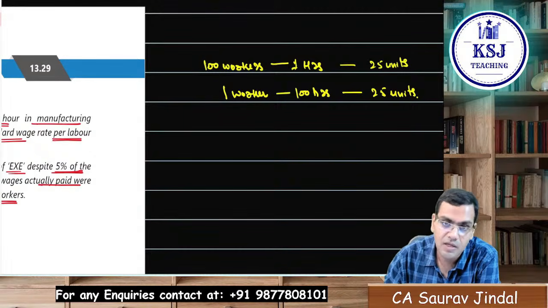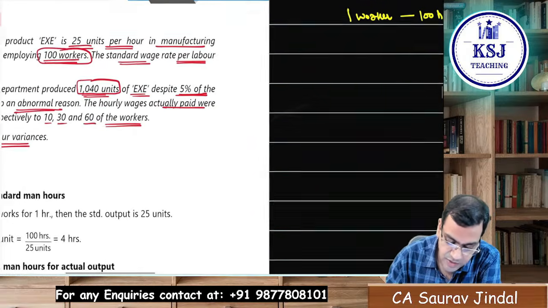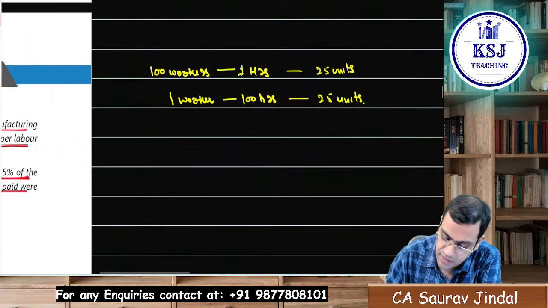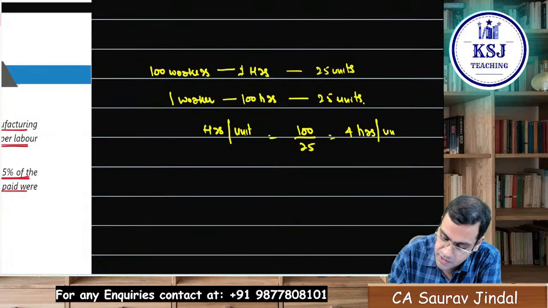One worker would have taken 100 hours to manufacture 25 units. Then what is the hours per unit? That is 100 divided by 25, that is 4 hours per unit.